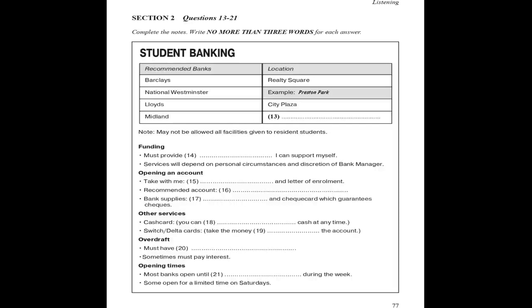Well, that just leaves opening times. When can you go? Banks used to be open from 9:30 a.m. until 3:30 p.m. from Monday to Friday. But many main branches are now open until 4:30 or 5 p.m. on weekdays, and some of the bigger branches in London and other major cities are now open for a limited time on Saturdays. OK, any questions?